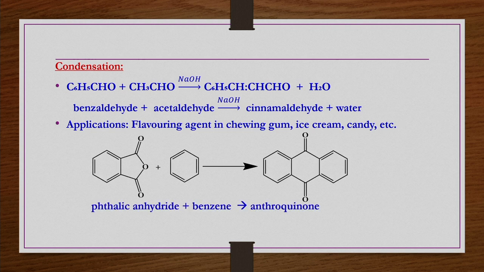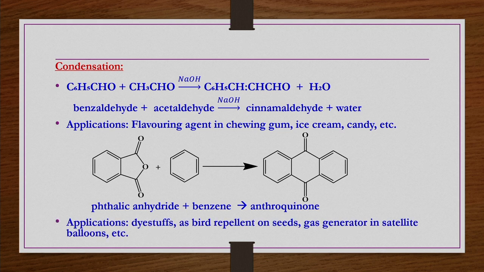Then phthalic anhydride and benzene, if you react together, you get anthraquinone. Applications are dye stuffs, which is also used as a bird repellent on seeds, gas generator in satellite balloons, etc.